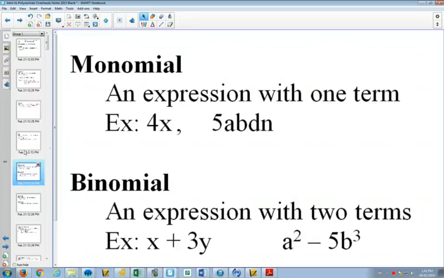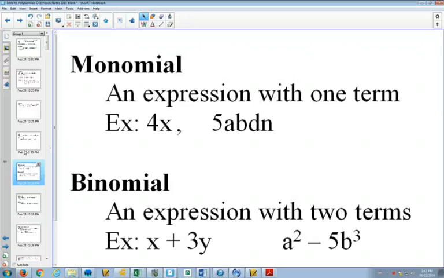So two specific types of polynomials. Basically, polynomials, which we'll get to the definition, is any expression adding or subtracting any amount of terms. But two specific ones are monomial and binomial. So notice we're studying polynomials. All these words have nomials in it. A monomial is an expression with one term. A binomial is an expression with two terms.